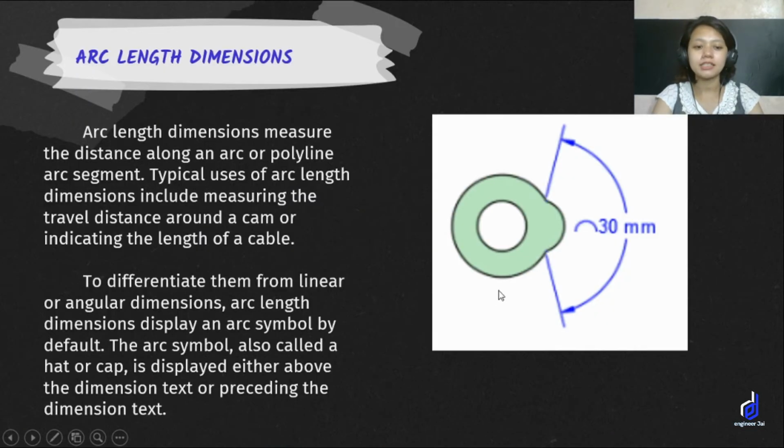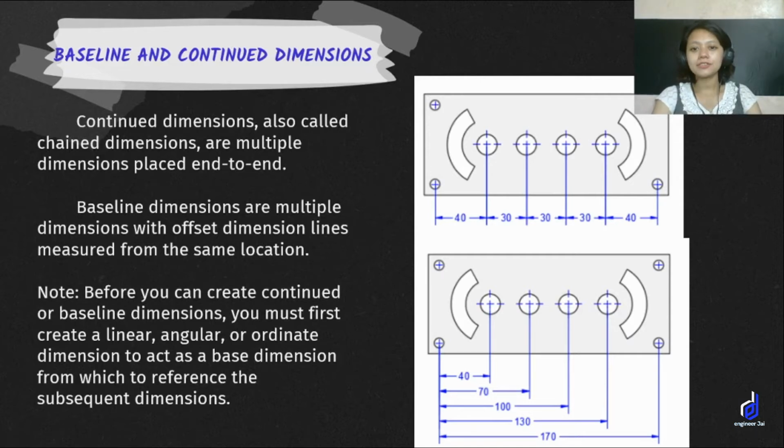So, go back here. Baseline and continued dimensions. Continued dimensions, also called chain dimensions, are multiple dimensions placed end to end. Baseline dimensions are multiple dimensions with offset dimension lines measured from the same location. Note, before you can create continued or baseline dimensions, you must first create a linear, angular, or ordinate dimension to act as the base dimension from which to reference the subsequent dimensions. So, these are a combination of the types of dimensions that we discussed earlier.